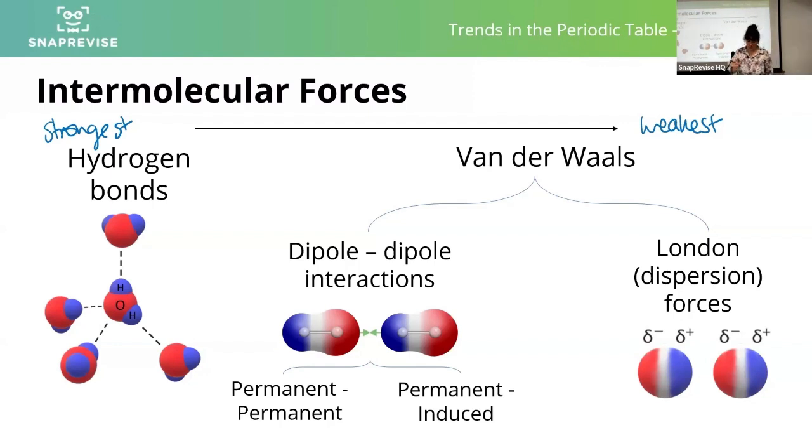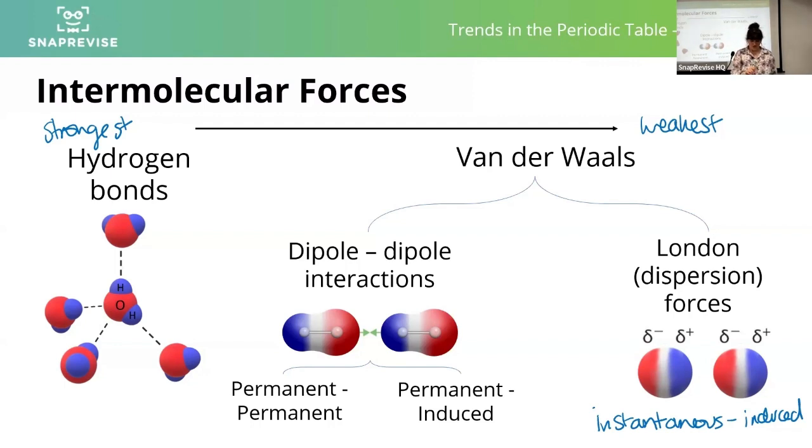But the other way you might have heard them described is an instantaneous dipole to an induced dipole. I can't spell instantaneous. Instantaneous to induced dipole-dipole attraction. Think about what those words mean. If it's instantaneous and it's interacting with an induced dipole, what does that mean?